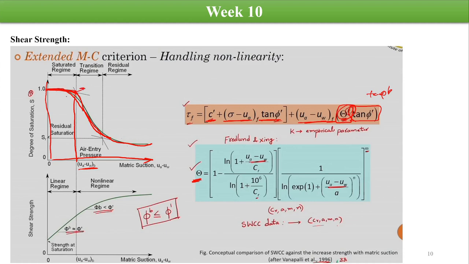And then we move forward. After this point, it is assumed that the soil comes into a residual state. So no more water can be drawn, and the matric suction values are much higher here. So in this line, if we plot the shear strength versus u minus uw, then we'll obtain the value of phi b. It can be assumed as equal to phi dash only in this region of the linear regime where the saturation is maintained, and apart from that, phi b is less than phi dash. So phi b is always less than or equal to phi dash.